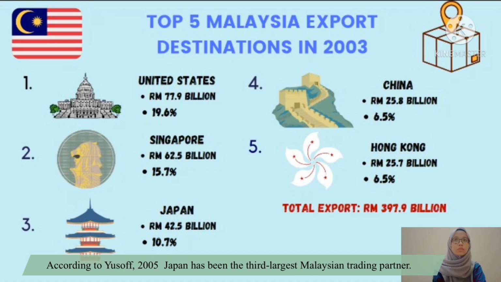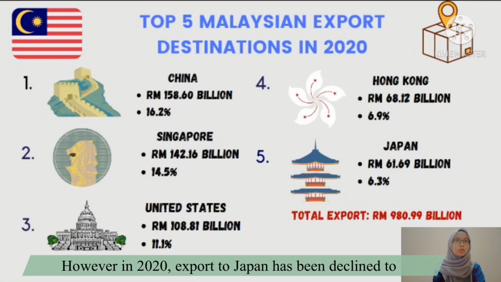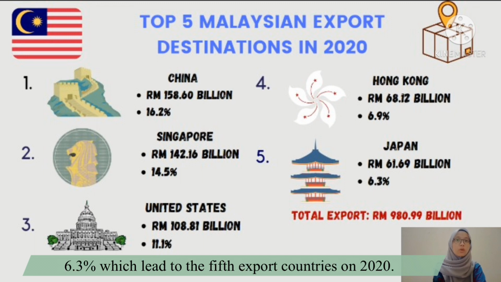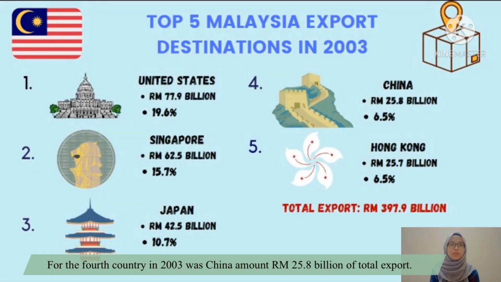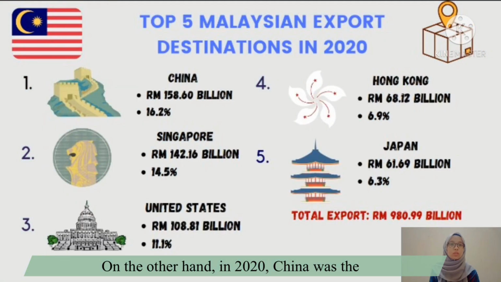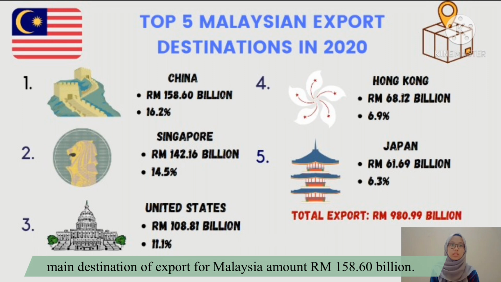According to Yusuf 2005, Japan has been the third largest Malaysian trading partner. However, in 2020, export to Japan declined to 6.3%, which led to it being the fifth export country in 2020. For the fourth country in 2003, it was China, at 25.8 billion ringgit of total export. On the other hand, in 2020, China was the main destination of export for Malaysia, at 158.16 billion ringgit.